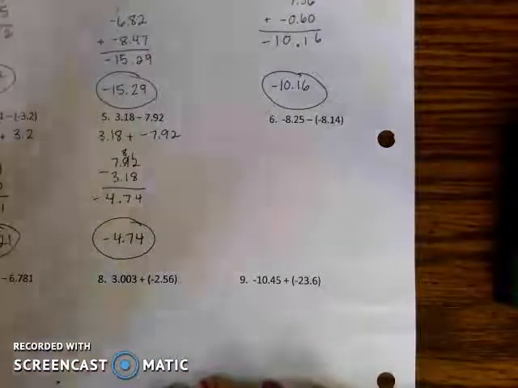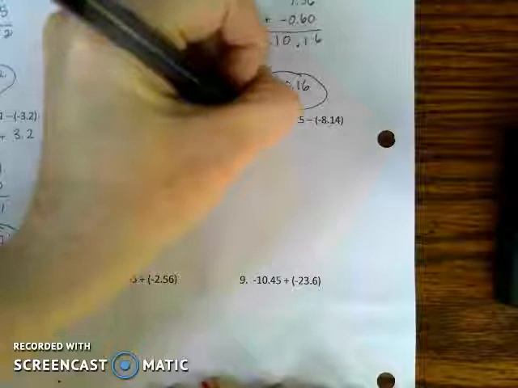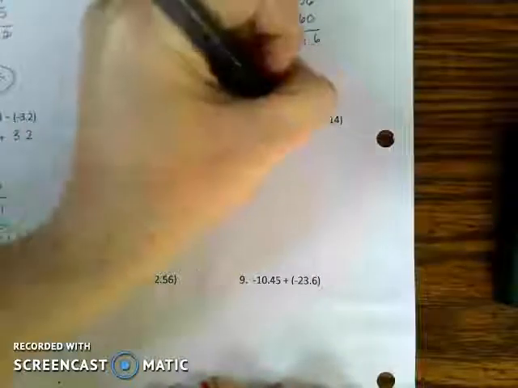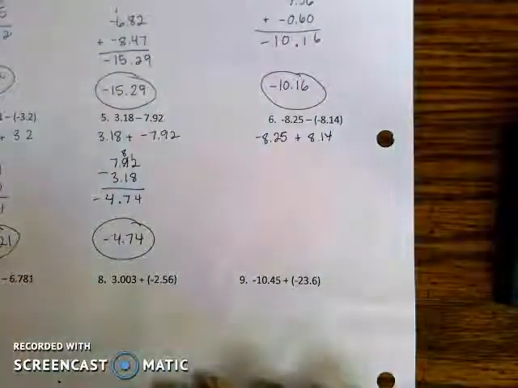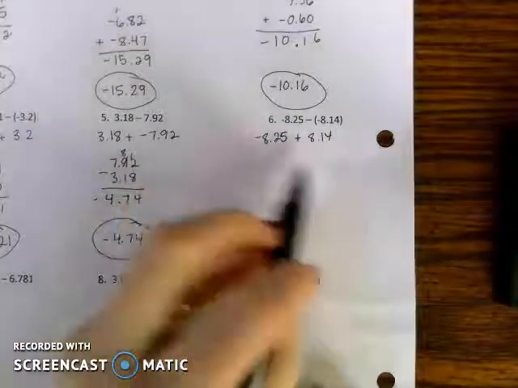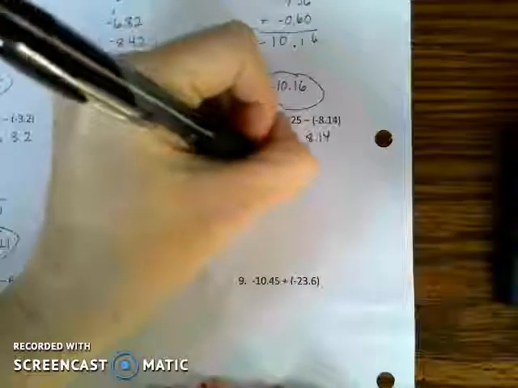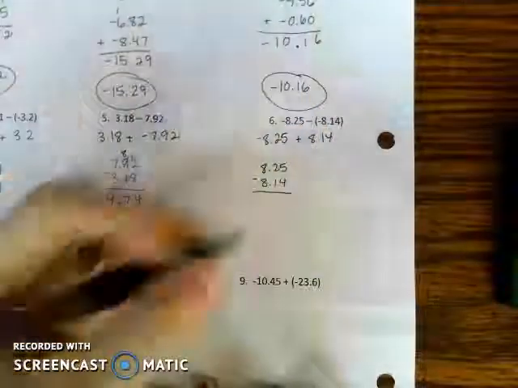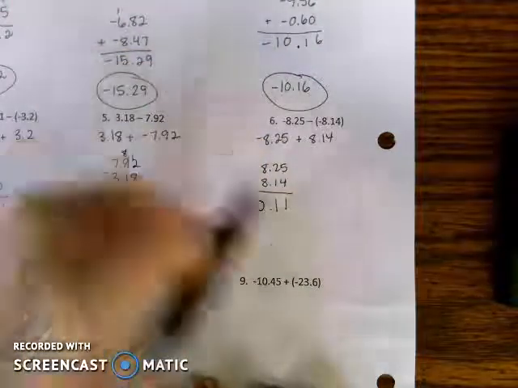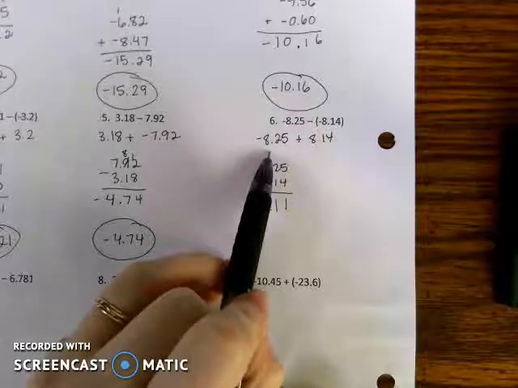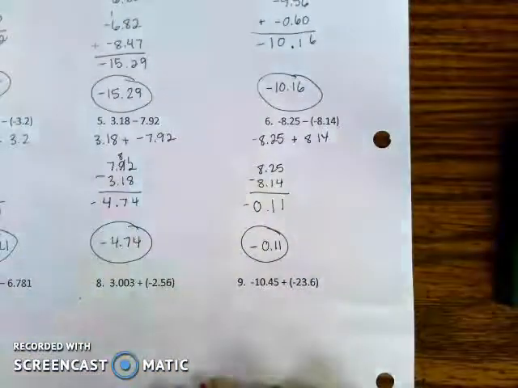Alright, next one. Once again, subtraction, so I'm going to rewrite it as an addition sentence. So I have negative 8 and 25 hundredths plus positive 8 and 14 hundredths. Okay, so my signs are different, so I'm going to subtract the number with the greater absolute value by the number with the lesser absolute value. And when I do that, 5 minus 4 is 1, 2 minus 1 is 1, 8 minus 8 is 0. I have a greater absolute value in my negative number, so my answer will be negative. So I have negative 11 hundredths as my answer.